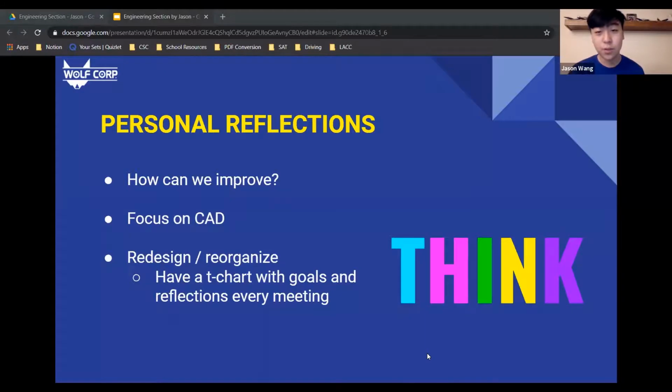We also want to reorganize and redesign the engineering section for aesthetics so that it is more organized and appealing to others. For example, every time our team meets, we should have a goal and reflection T-chart to evaluate what we got done at the end of that day. After that, we can dive into detail and add pictures and explain the changes we made on the robot.